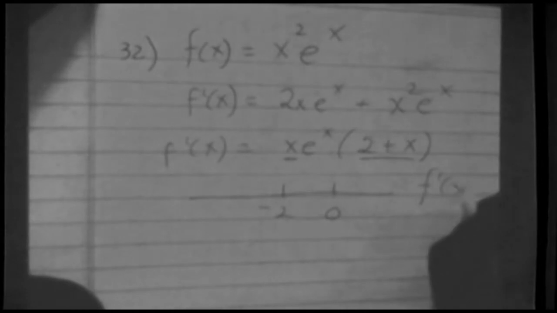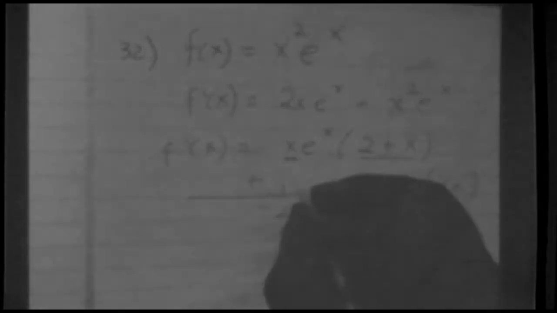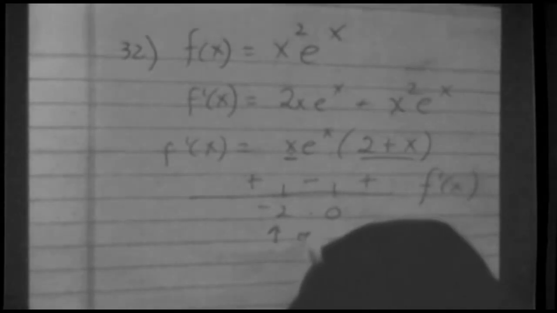So, 2x e to the x plus x squared e to the x. Factor out an x e to the x, and you get 2 plus x. So now, -2 and 0 are my critical values. Here's f prime, and let's check the signs. At -3, negative times negative is positive. At -1, I get negative, and at 1 this is positive. So we have a relative max at -2 and a relative min at x equals 0.